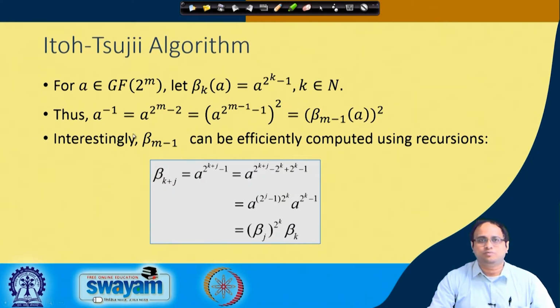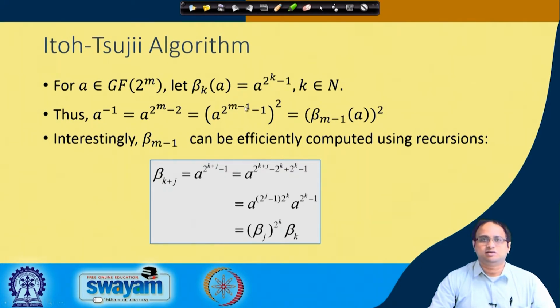So, taking this addition chain into account, if I want to compute a to the power of 2 to the power of m minus 2, which was my inverse, I can define a variable which I denote as beta k. Beta k is nothing but a to the power of 2 to the power of k minus 1. If I want to calculate a to the power of minus 1, then as I said from Fermat's little theorem, I need to calculate a to the power of 2 to the power of m minus 2, which is nothing but the square of a to the power of 2 to the power of m minus 1, whole square.